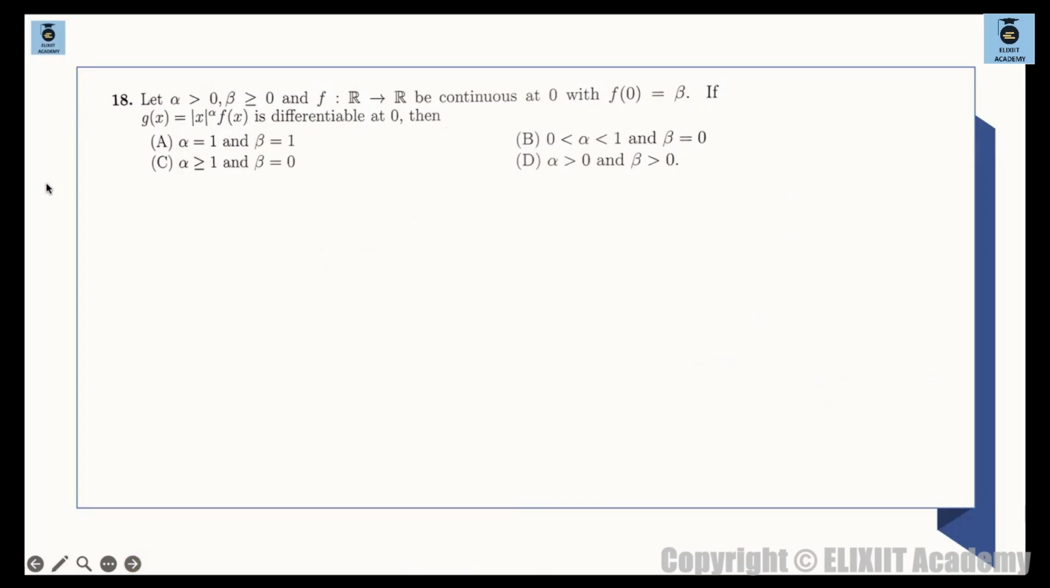Okay, next we have this question which says that let alpha greater than 0 and beta also greater than or equal to 0, and f is a continuous function at 0, with f of 0 is beta.